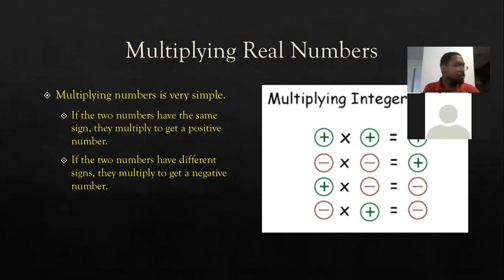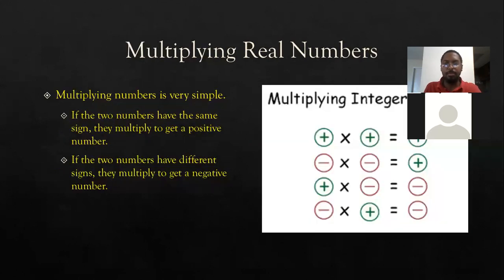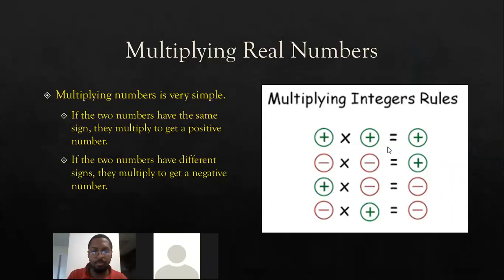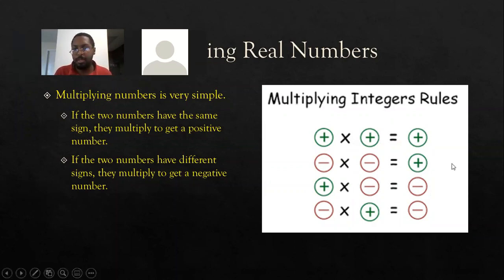All right, so those are just the rules. You did a practice on that. You probably got all the answers right on it. All right, dividing real numbers. Dividing is basically similar. It has the same rules as multiplying. So those are multiplying rules, and division rules are the same. So if you can multiply, you can divide.